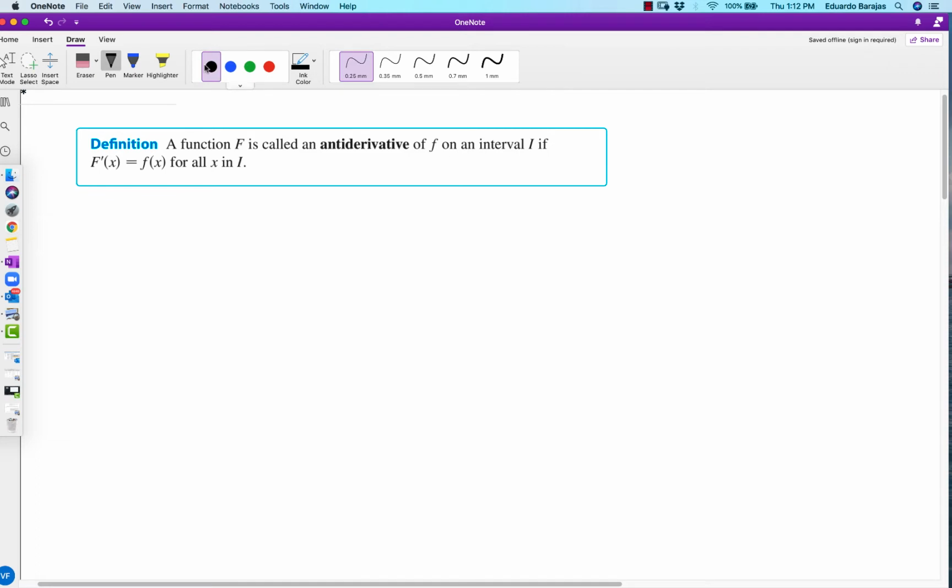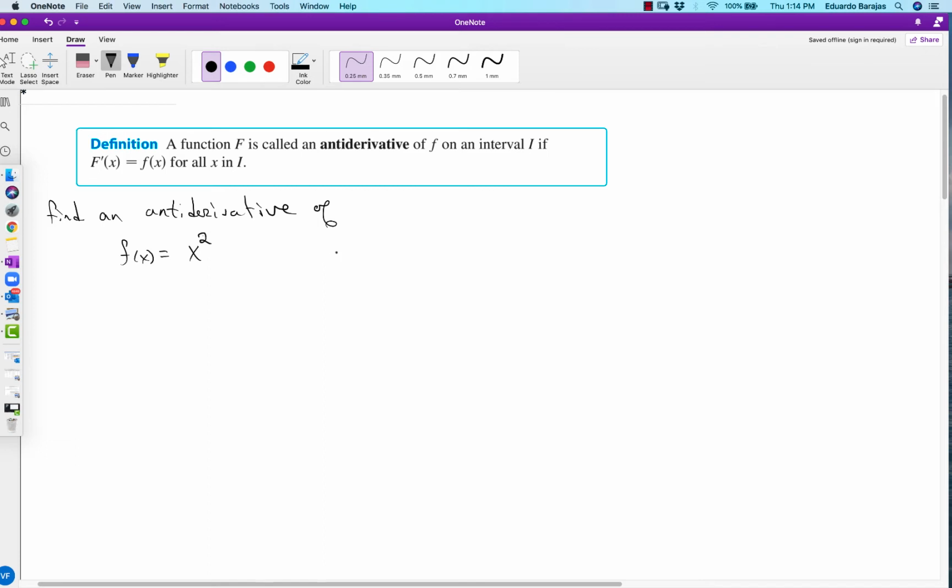Okay, so let's just jump into a quick little example. So let's say, for example, lowercase f of x is equal to x to the power of 2. f of x equals x squared. Okay, so find a function whose derivative equals x squared. Let's find the antiderivative. So the question would be: find an antiderivative of f of x equals x squared.